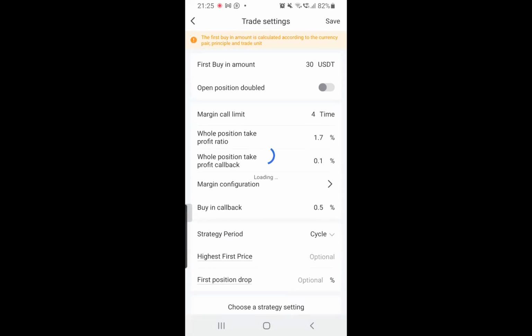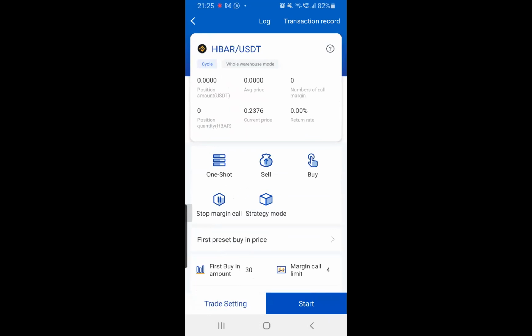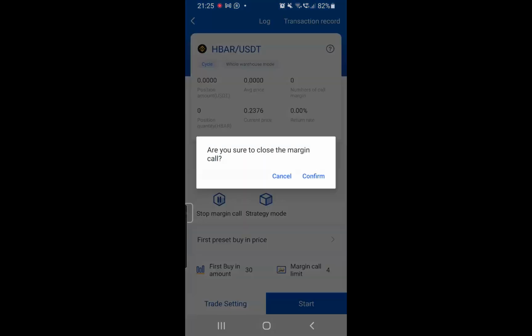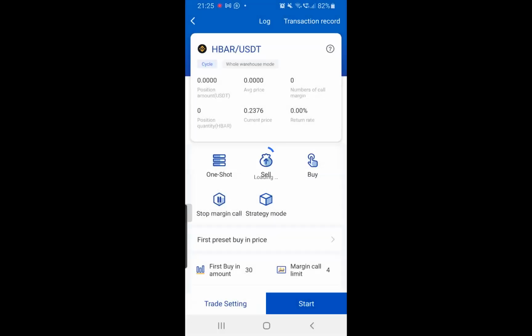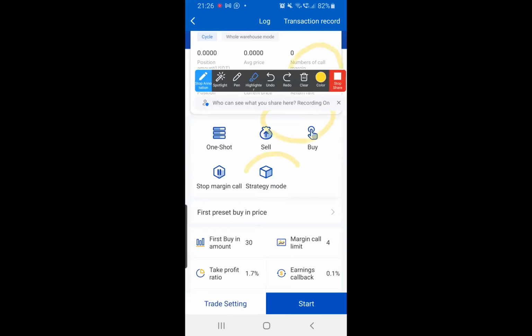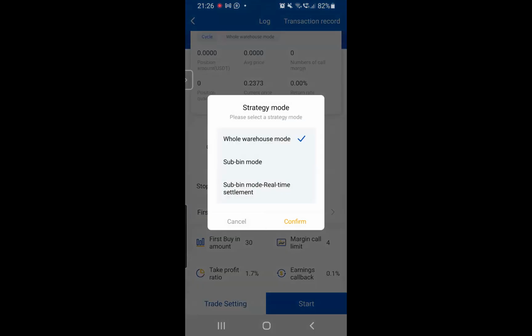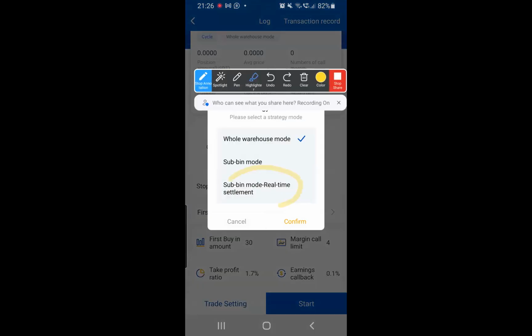And then you do what? You save. Now, one more thing you wanna change, especially if you have ever traded that coin, is this. You have to go to strategy mode. This is where you do the magic. This is where you say goodbye to sub-bin strategy. Click on strategy mode and make sure it is not here or here.